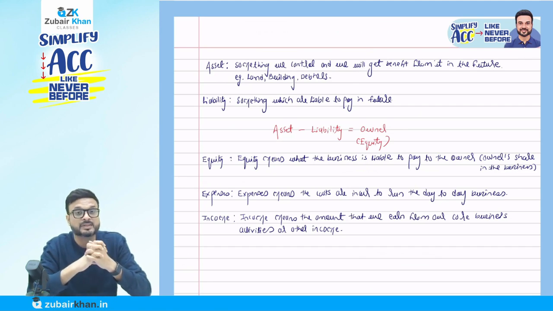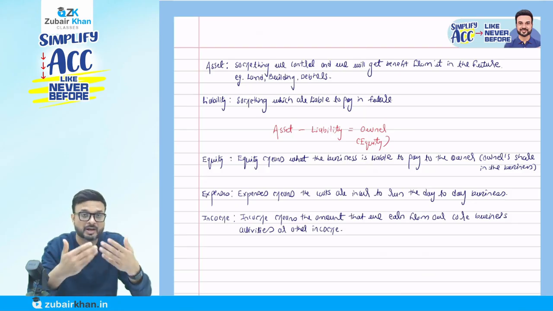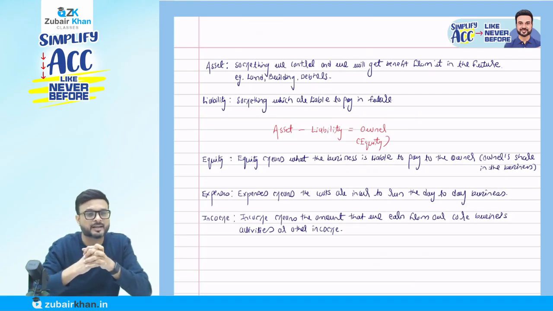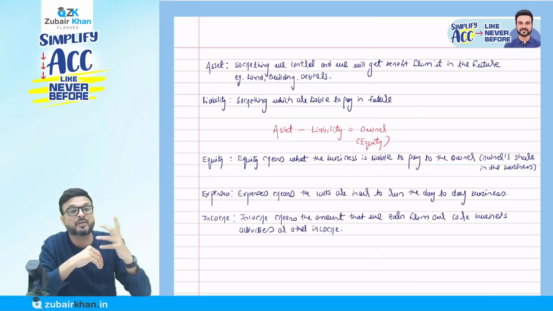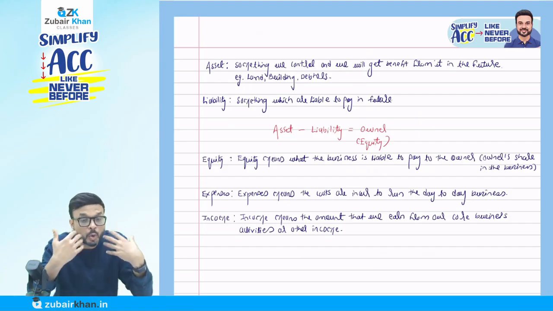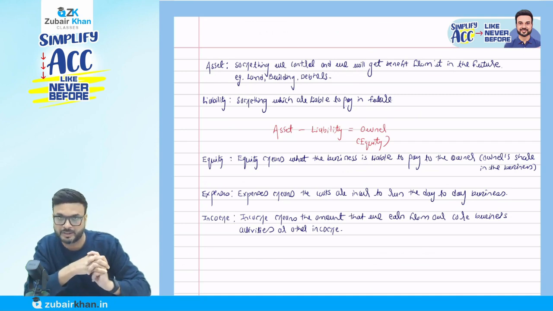Okay. What are expenses? Expenses means the costs incurred to run the day-to-day business, like purchases, salary, rent, all these are expenses. And then we have income. Income means the amount that we earn from our core business activity, like the sale of goods, or other income. Other income might be, for example, you purchase the shares of some company and receive a dividend on them, dividend income, interest income. These come under other income, that is not from the core business activity. We call them other income.